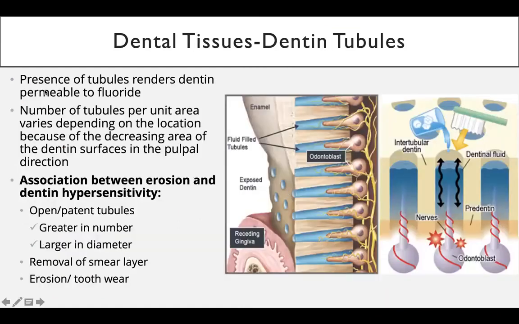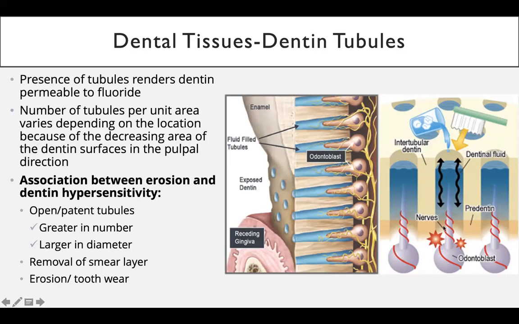So again, dentinal tubules: the presence of tubules renders dentin permeable to fluoride. These tubules help in the fluorination. So the fluoride, because of the tubules, enters inside, right? You can see dentinal fluid. Why brush? Because we have toothpaste. Toothpaste contains fluorides, and fluorides can make it permeable. So this fluid is permeable to fluoride.